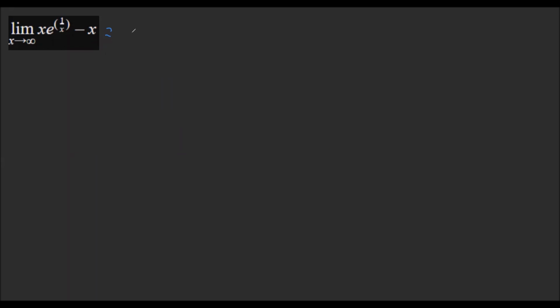The first thing we're going to do is factor out the x. So we can say that this limit is equal to the limit as x approaches infinity of x times e to the power of 1 over x minus 1, at which point we can divide by 1 over x. So this is going to be equal to the limit as x approaches infinity of e to the power of 1 over x minus 1, over 1 over x.